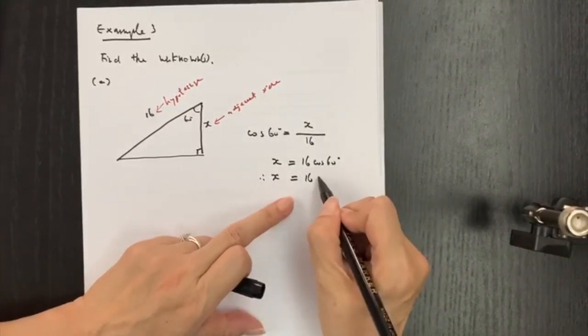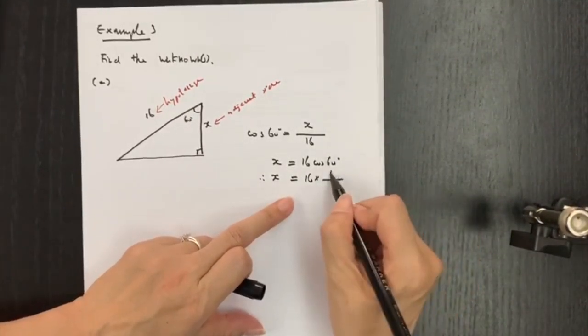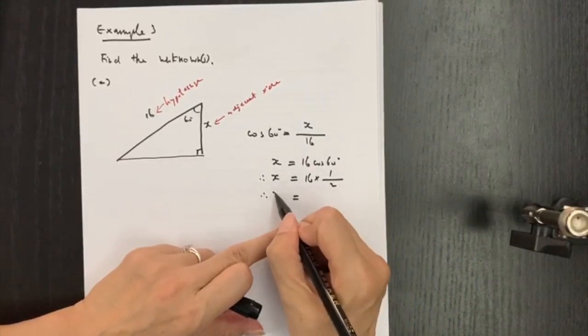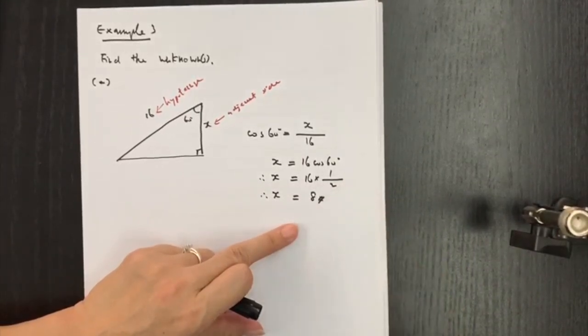Okay, so 16 times, so what is cosine 60? Cosine 60 is 1 over 2. So the answer for x is 8 in this way.